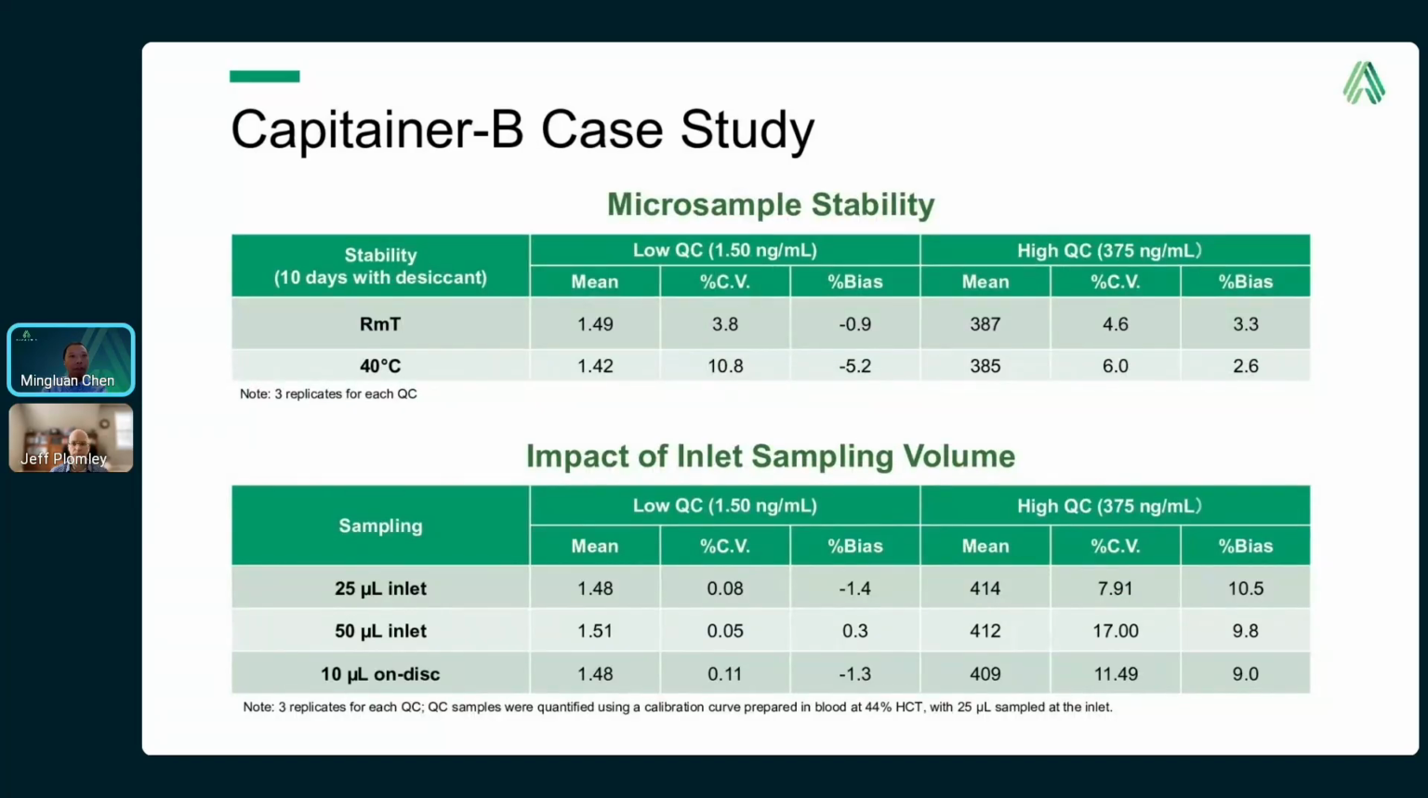Microsample stability was confirmed at room temperature and also under accelerated conditions at 30 degrees Celsius, with excellent stability observed. We also evaluated the inlet sampling volume to assess the Capitainer B device's immunity to oversampling. Across both low and high QC levels, consistent and reliable results were obtained with minimal variability and bias. This result confirmed that the assay is robust to sample volume variation, and that oversampling does not significantly affect the analyte quantitation.